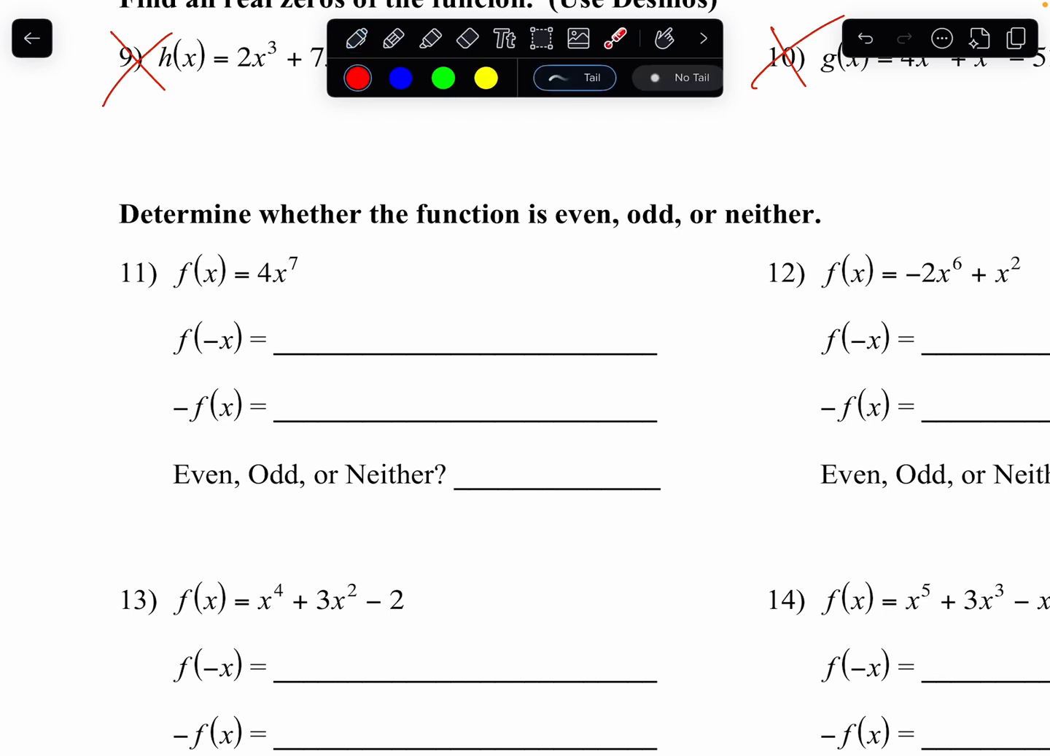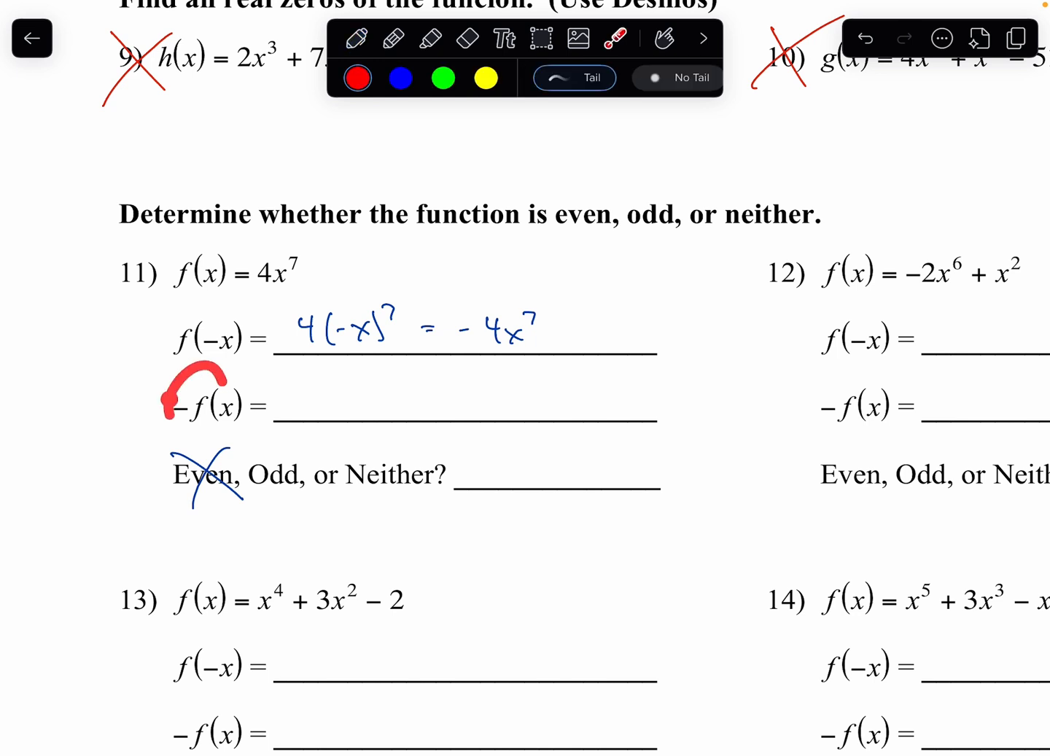So f of negative x, so I'm going to plug negative x in right here. So 4 times negative x to the 7th is just going to be equal to negative 4x to the 7th, because this is just going to change everything to be negative, because negative to an odd power is still negative. So equal to negative 4x to the 7th. And we can see from this that these are not equivalent, so it's not even. Now let's check and see if it's odd.